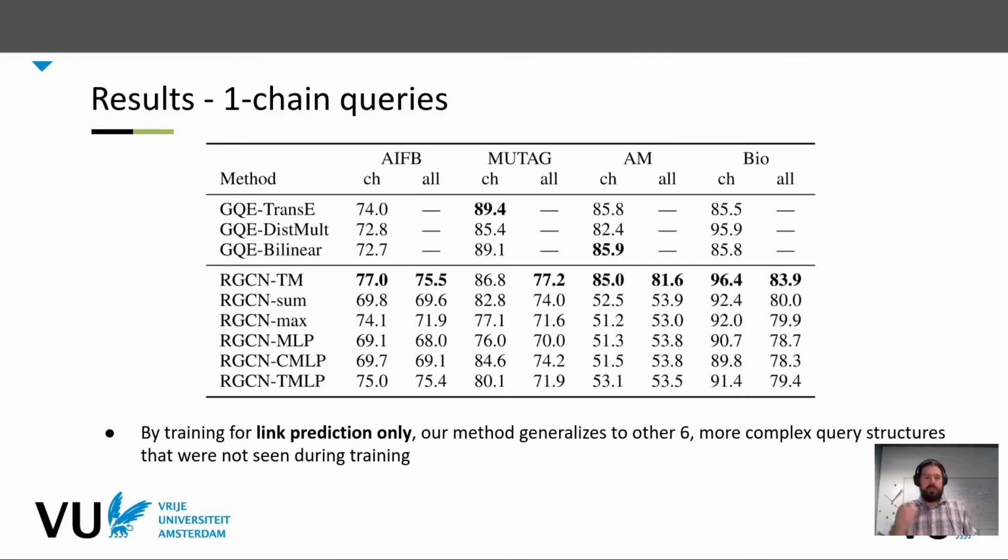But more exciting is this part on one-chain queries. One-chain queries means you train on one hop and then you evaluate on all the other structures. What you see here is that we actually perform very well and typically outperform existing systems, except for certain types of graphs. This is very exciting because it means that we can train our system on just these one-hop things, and we can actually evaluate on queries which go very much further.